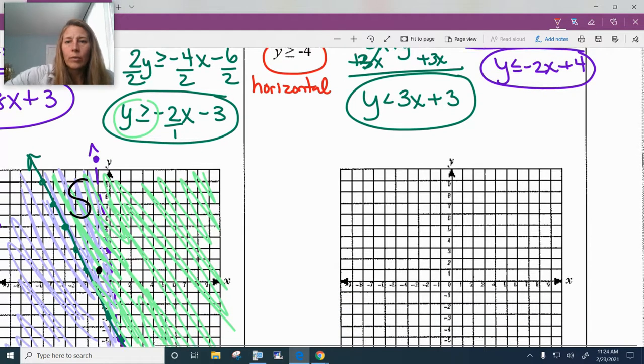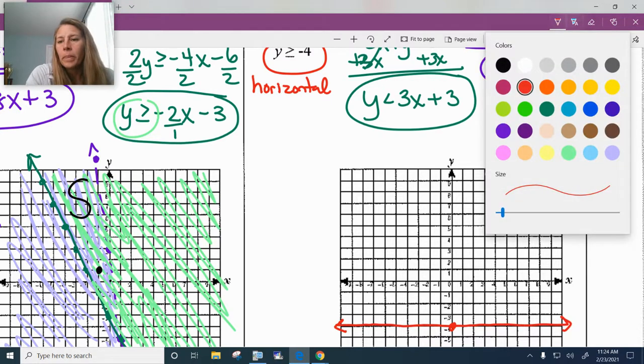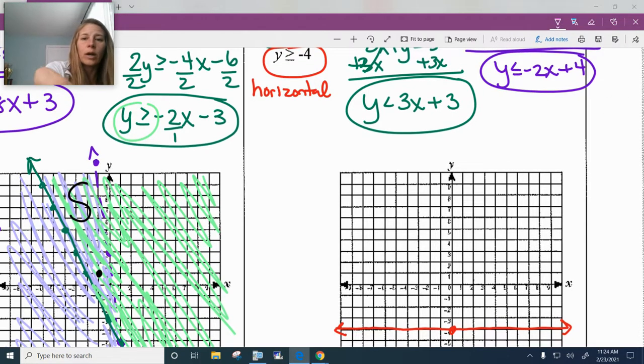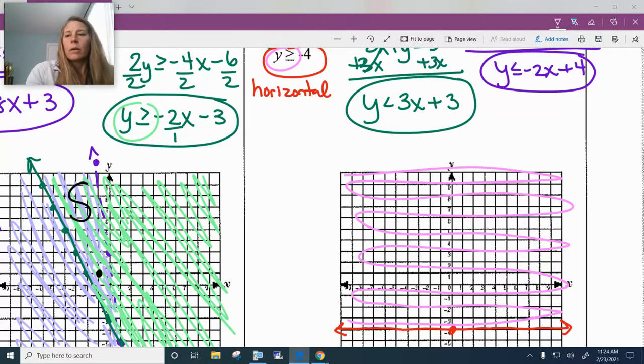So when we go to graph it, we want to find the -4 on the y-axis. We're going to do a horizontal line, and it will be a solid horizontal line because we do have that equal to underneath there. And then when I go to shade it, y is greater than -4. So that tells me everything up here is going to be shaded.